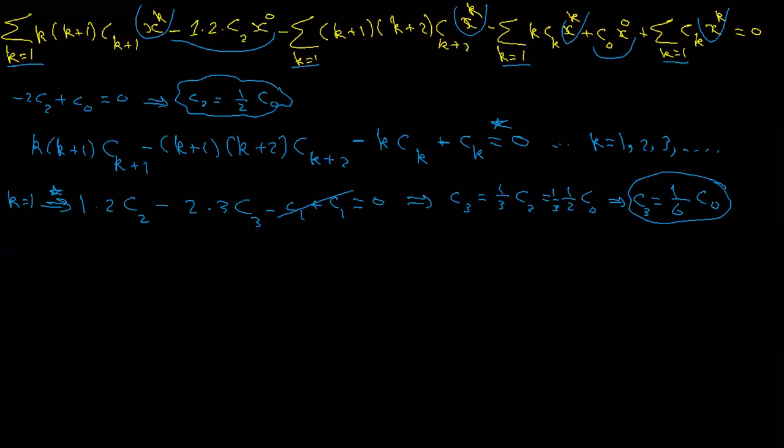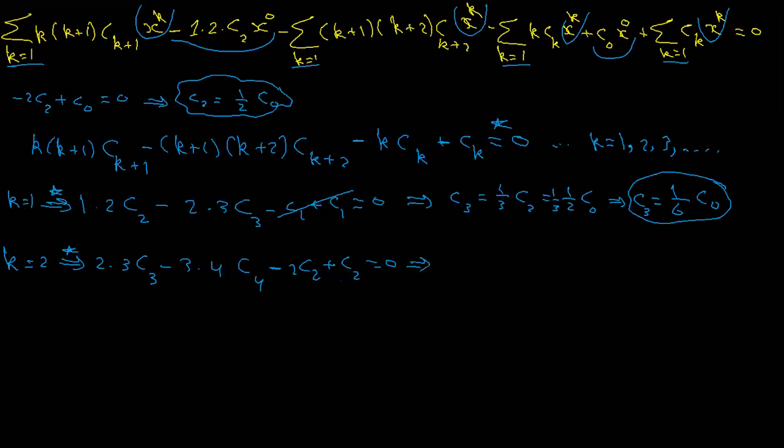Let me go to the second k. Let me choose my k to be 2. If my k is 2, in star, 2 times 3, C3, minus 3 times 4, C of 2 plus 2, which is C4, minus 2C2 plus C2 equals 0.